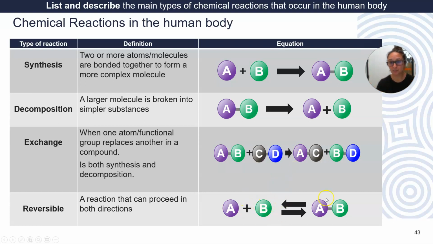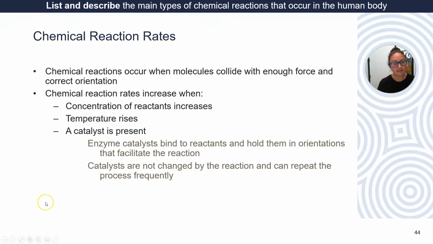And then we saw this before, remember, when we did acids and bases. A reaction can go two ways, so you can have two atoms joined together and they can come apart, and they can join together and come apart, and they can do that many times. Okay. Now, chemical reactions happen when molecules collide, okay?